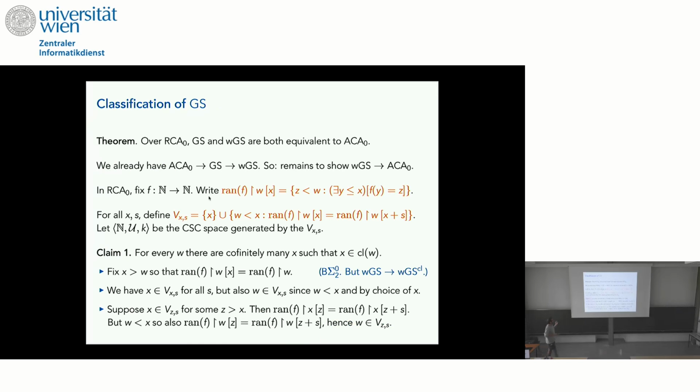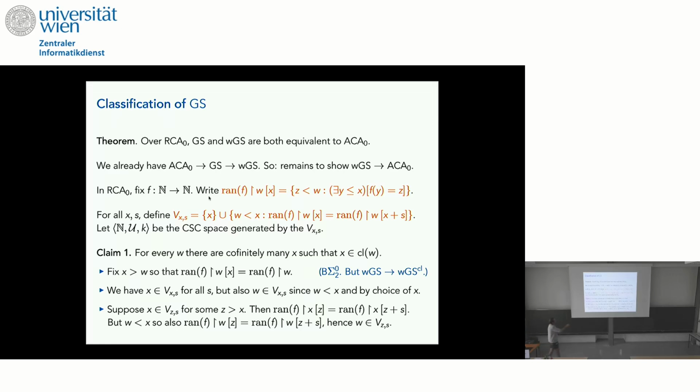All right, so now we can go back to our main theorem and prove this result. We want to prove that GS and in fact WGS are both equivalent to AC naught. We already know AC naught proves GS. That's our first slide today. And GS, of course, proves WGS. WGS is just a restriction of GS. So we just prove WGS implies ACA. And we're going to, of course, prove that the range of a given function exists.